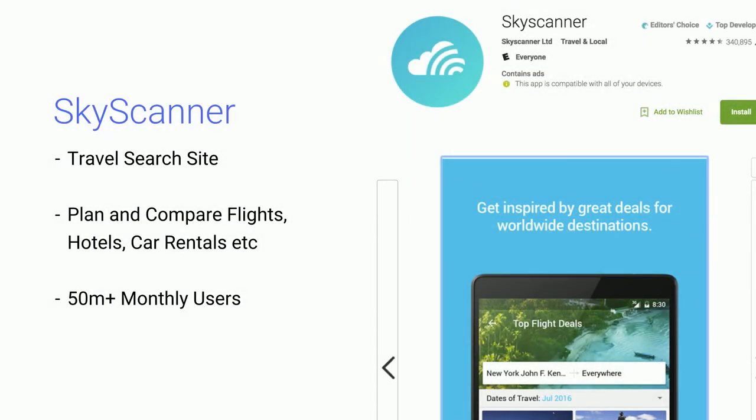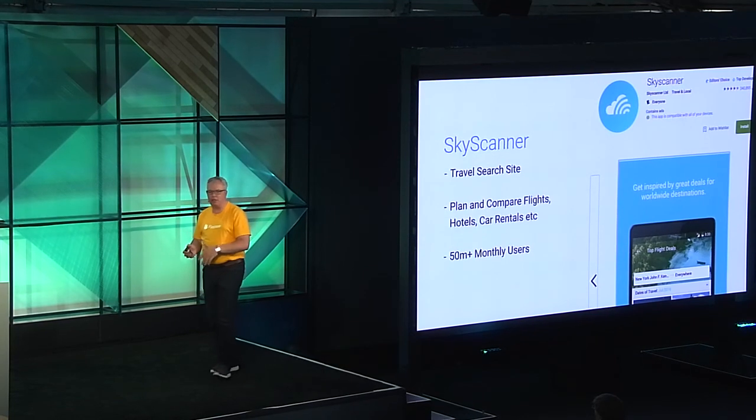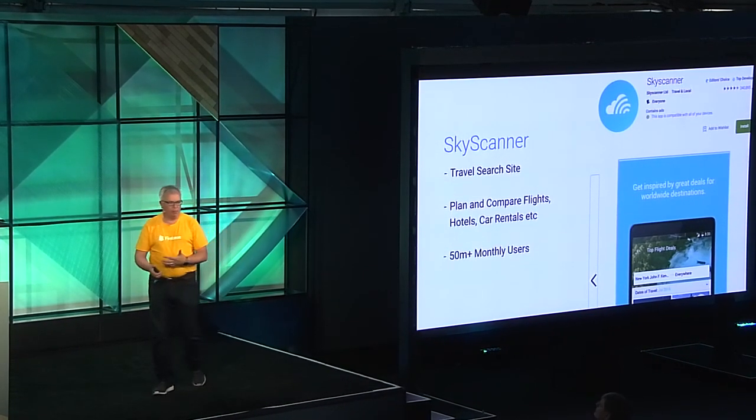So let's now look at another partner. We saw how Yahoo Japan were able to use the app indexing and the personal content indexing technology to drive re-engagement and to build a greater user experience. This other app is Skyscanner.